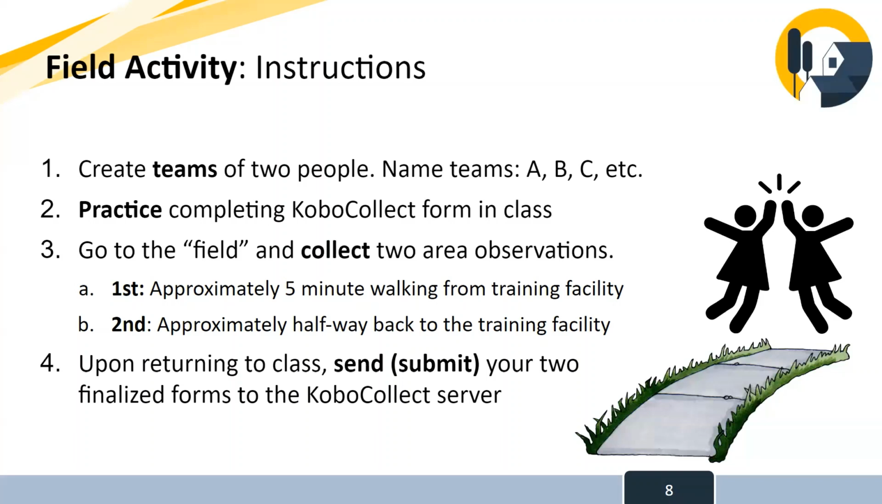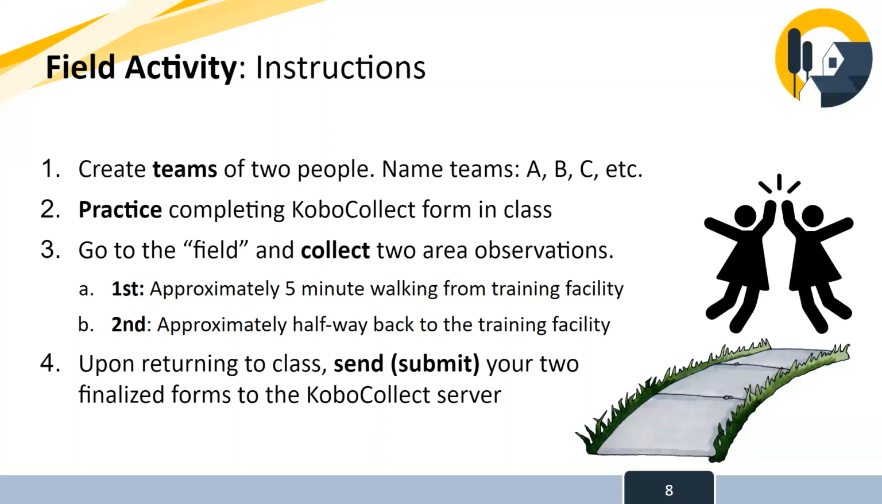They're going to collect their first GPS point and do an area observation at this location about 5 minutes away. Then they're going to walk back to the training facility, and about halfway back, they're going to collect a second point location. If you're going to incorporate assessments and certificates into your training, note that you've got teams of 2 people and you've got 2 data points that need to be collected. So you ask them to have one person collect the first point and the second person to collect the second point.